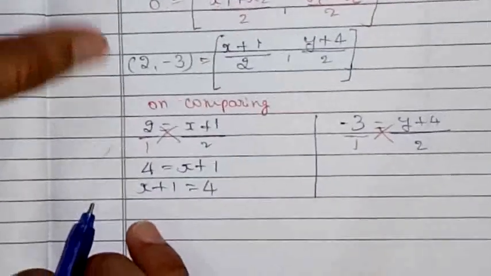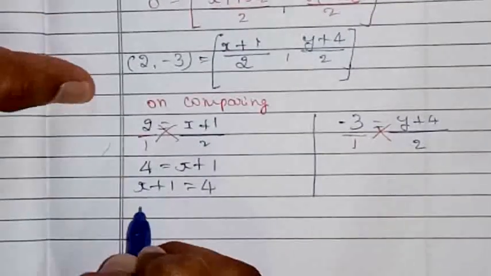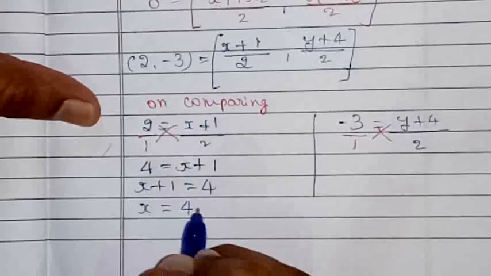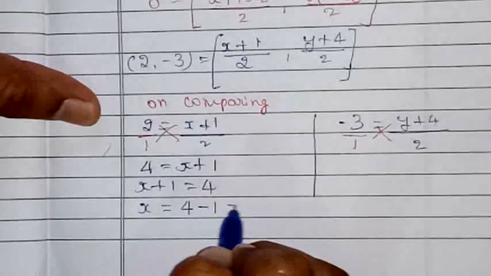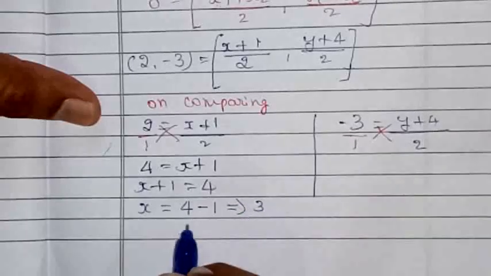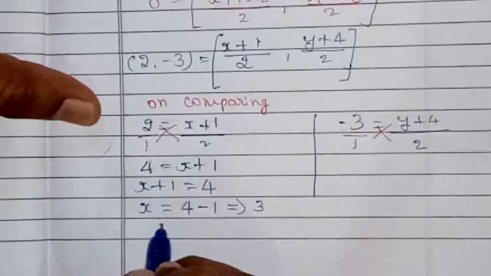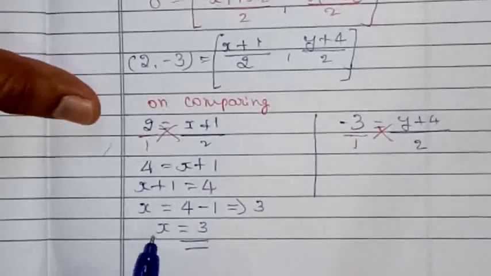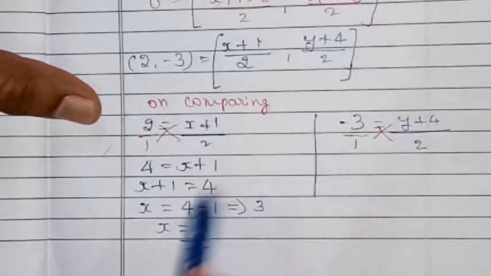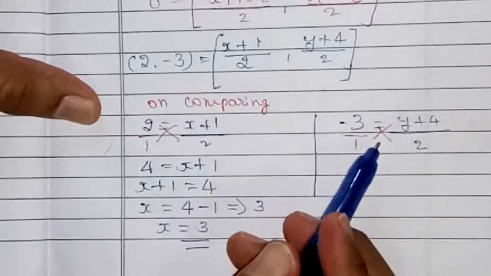Now simplify this. So send the 1 to the right hand side. So x is equals to 4. If you send plus 1 to the right hand side, it will become minus 1. So this implies the answer is 3. 4 minus 1 is 3. So what is the value of x? Nothing but 3. Okay. Now the same method you need to apply here also and simplify this to get the y value.